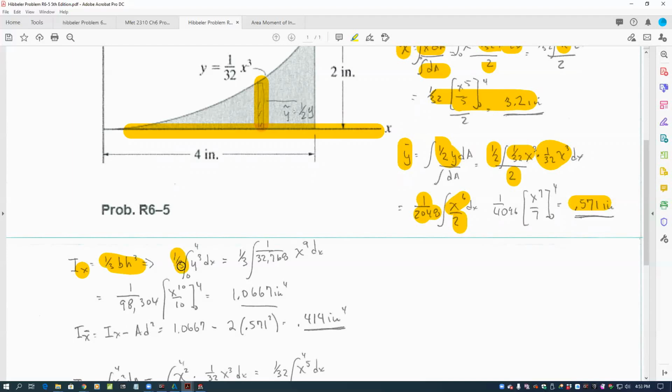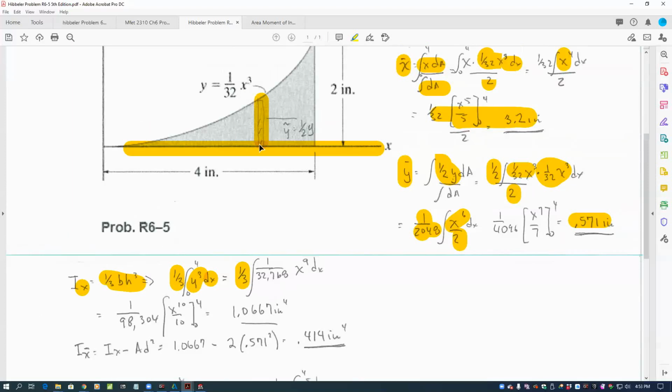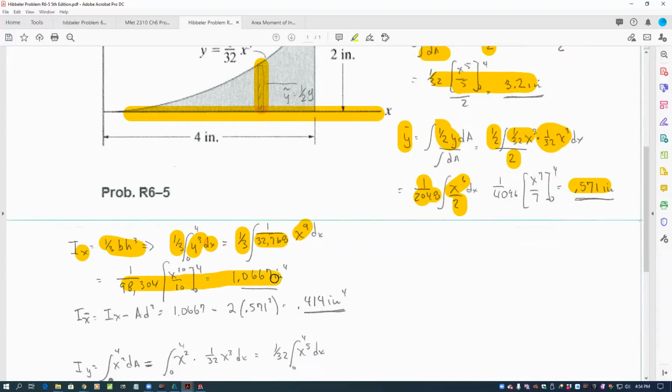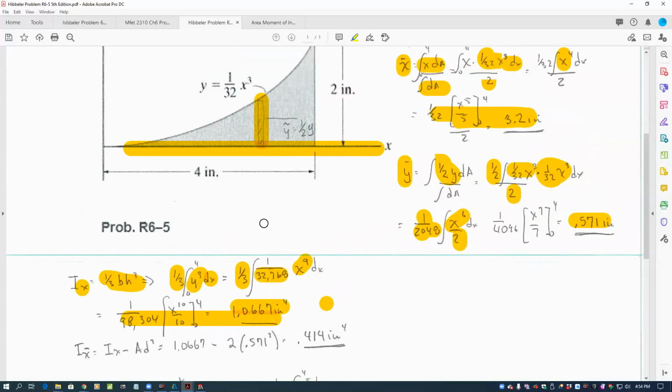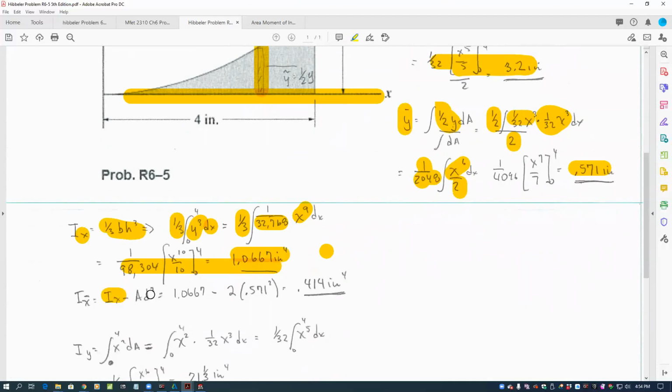So 1/3 b h cubed, where h cubed is our y cubed, and our base is just dx of the element. And if we integrate that, 1/3 y cubed becomes x cubed times x cubed times x cubed, that's x to the 9th. And 1/32 times 1/32 times 1/32, right? That becomes 32,768. And if we integrate that, the magnitude of our moment with respect to the x-axis is 1.0667.